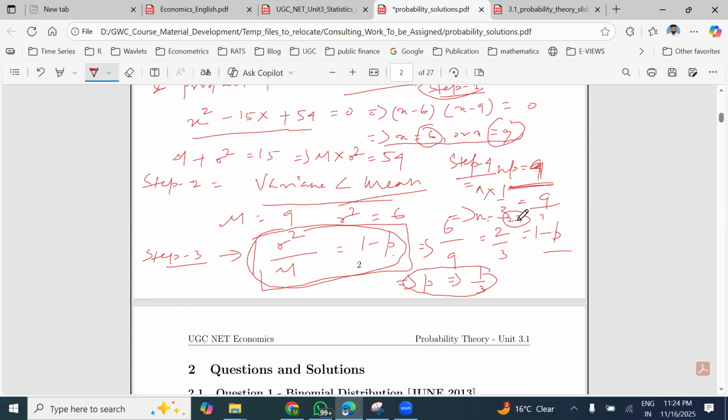Then, step number 3, you have to remember the ratio, sigma square upon mu, variance to mean, is equal to 1 minus p. If you know these two things, you will be able to solve it.